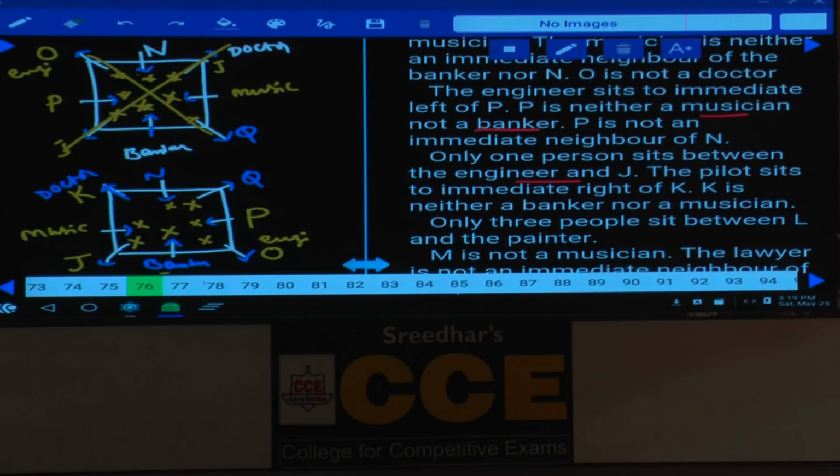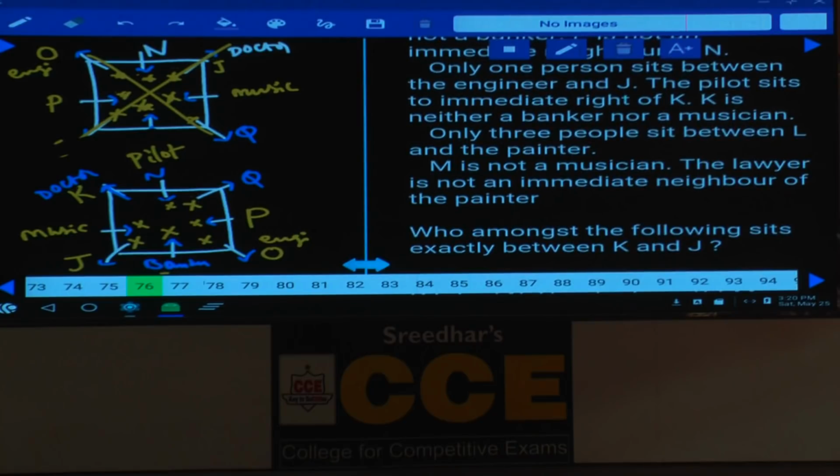And the pilot sits to the immediate right of K. Tell me who is the pilot now? N is the pilot. And N is the pilot, and the pilot sits to the immediate right of the doctor. Next one. Next information, 3 people sit between L and the painter. Between L and the painter, we must have exactly 3 people. As there are 3 people between L and the painter, tell me where should this L be?